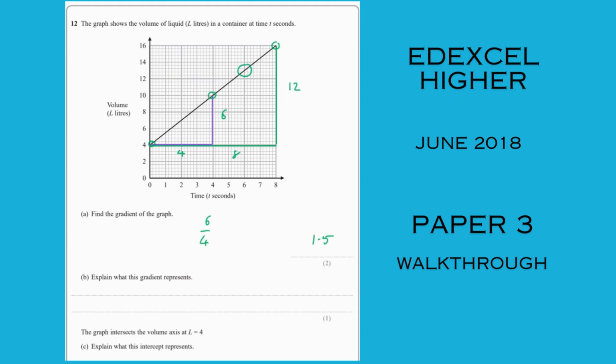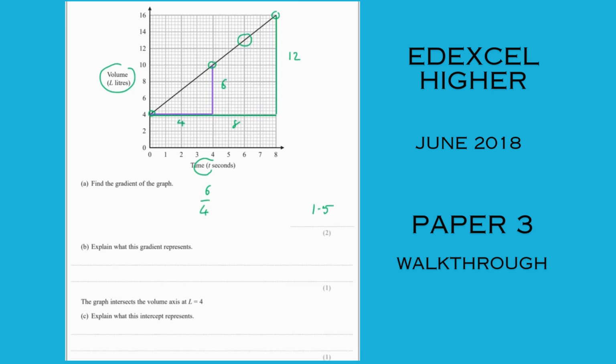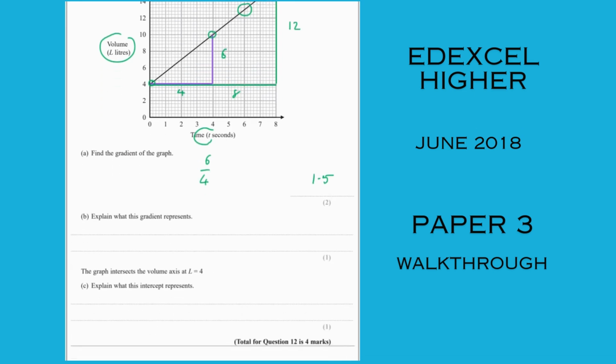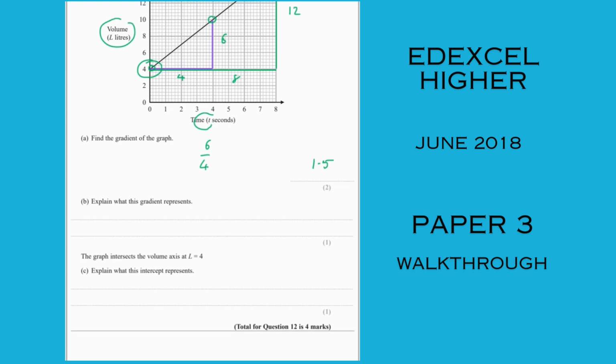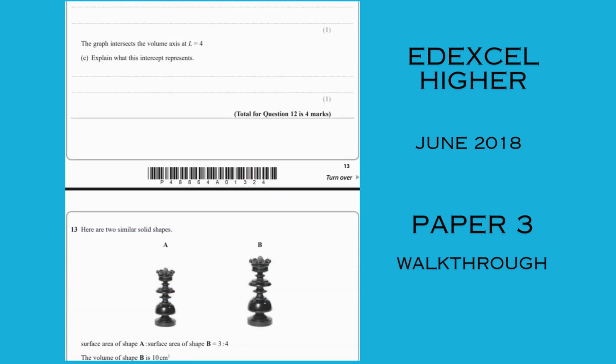Explain what the gradient represents. So it's volume over time, and it's going up. So I would just put the rate at which the container is filling up. Words to that effect. The graph intersects at 4. Alright, so it's got y equals mx plus c. C is 4. Explain what that represents. That's the starting amount of liquid that was already in the container at the point when the tap was turned on. So anything along the lines of that was already there.